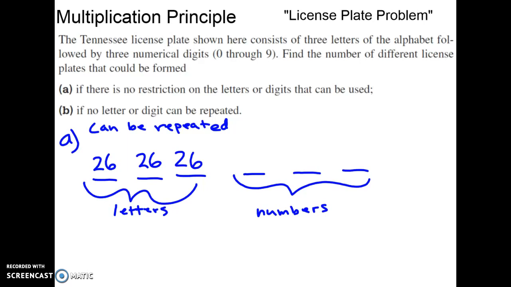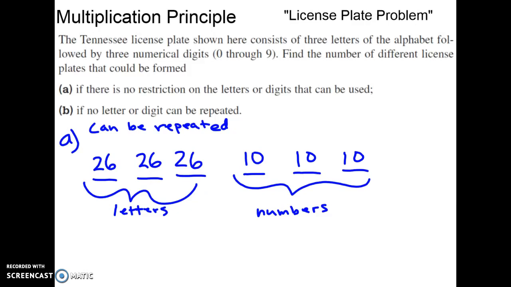And numbers, this is what always gets some of the students thinking about this multiplication principle for the first time. So I ask how many single-digit numbers are there, and they say 9, 1 through 9. But we can't forget about the 0. The 0 is still a single-digit number, so there actually are 10 numbers to choose from for a single-digit number, and we can repeat it, so there would be a 10 here and a 10 here.